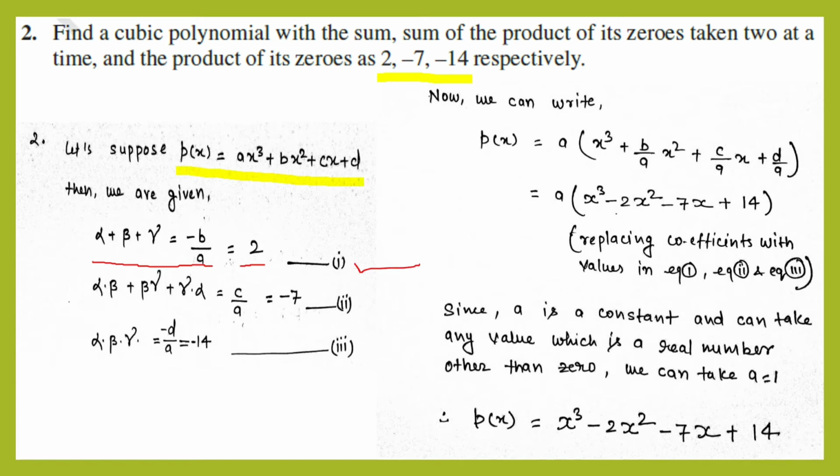The other relationship is alpha into beta plus beta into gamma plus gamma into alpha equal to c by a. That is, the sum of product of roots taken 2 at a time is equal to c by a. We are given this value as -7. We will consider it as the second equation. The third relationship is alpha into beta into gamma equal to minus d by a. That is, the product of roots equal to minus d by a. We are given this value as -14, so we'll write it as the third equation.